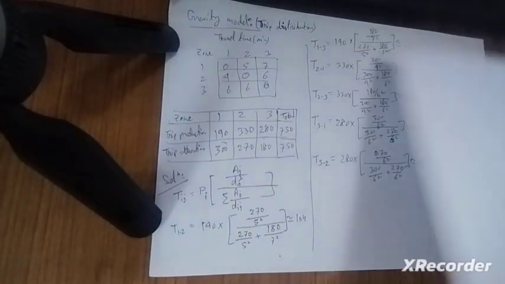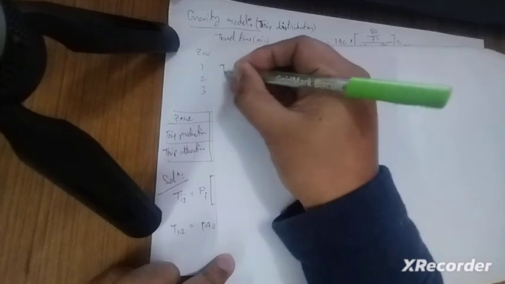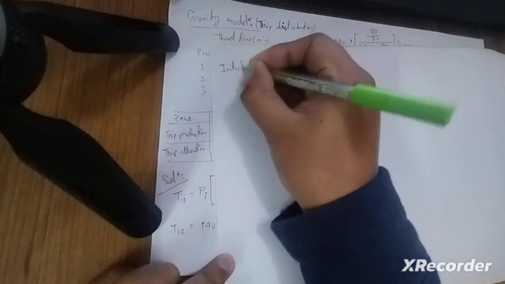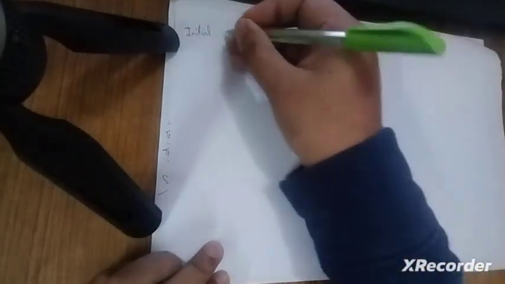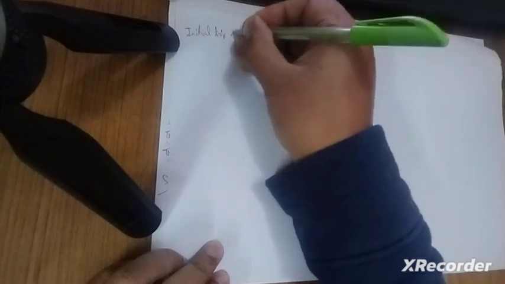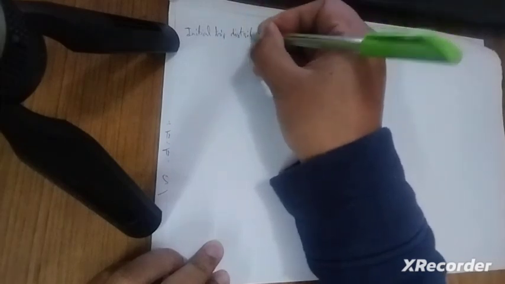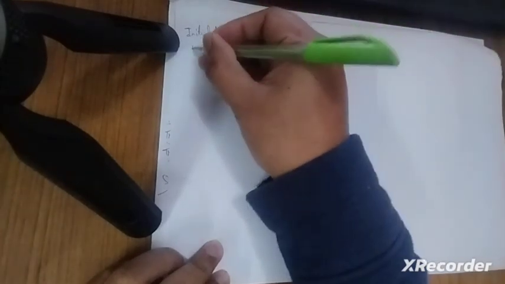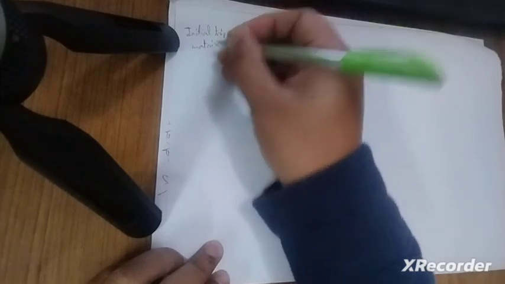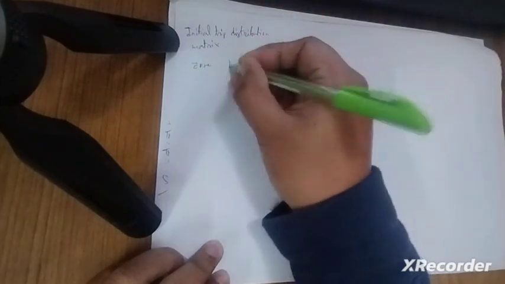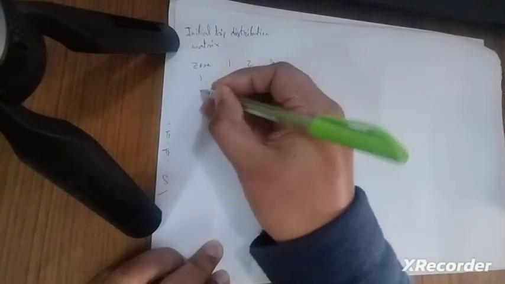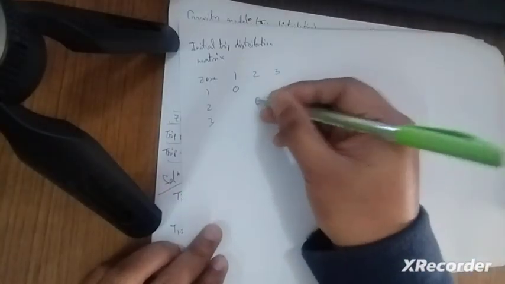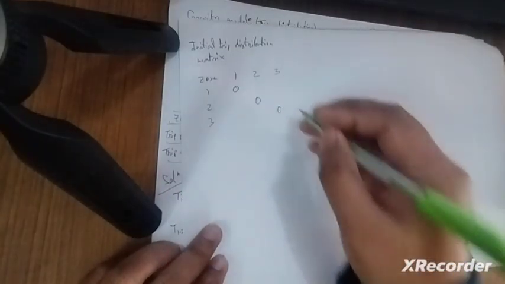In the matrix problem, first we have to make the initial trip distribution matrix. To make this matrix, write zones 1, 2, 3 and zones 1, 2, 3, and the values: from 1 to 1 is 0, 2 to 2 is 0, 3 to 3 the trip is 0.